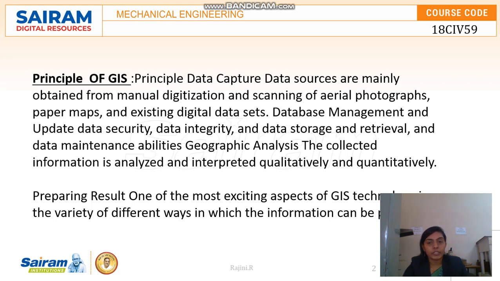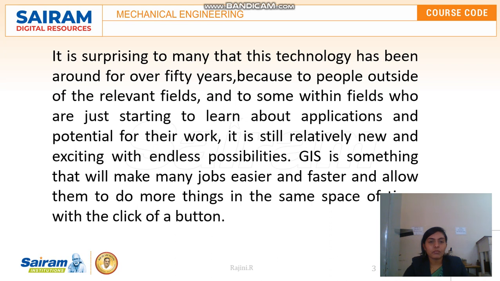So qualitatively and quantitatively both are important in the principles of GIS. Also the principal data capture sources are mainly manual digitalization and scanning of aerial photographs or paper maps or existing digital data sets. And this GIS can make many jobs easier and faster, and allow us to do more things in the same space of time with the click of a single button.